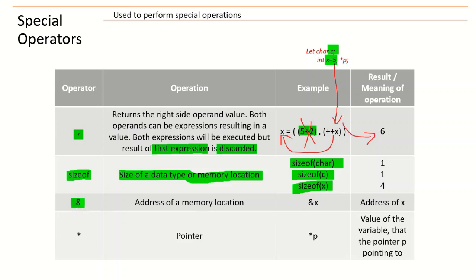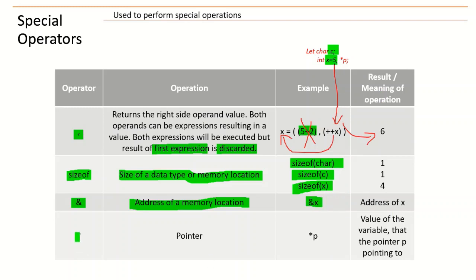Next operator is the AND operator, the ampersand. The ampersand operator is also used for accessing the address of a memory location. &x will return the address of x. x is having a value equal to 5, and &x will return the address of the location where 5 is stored.